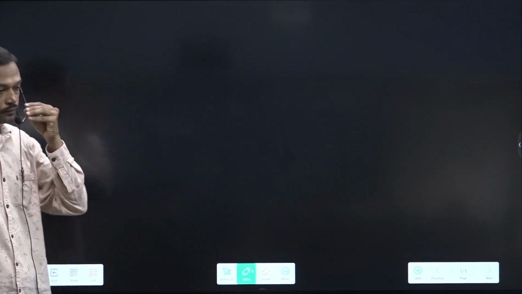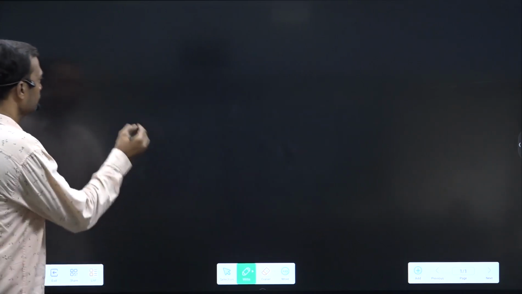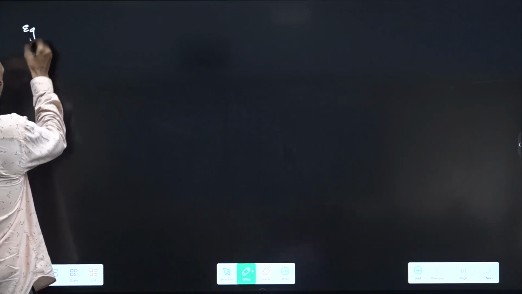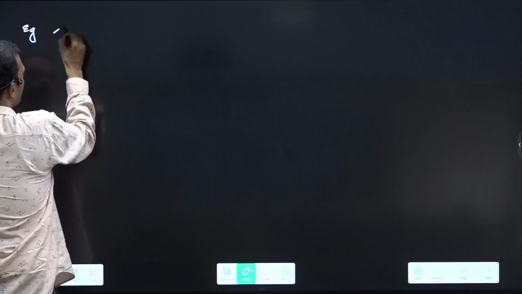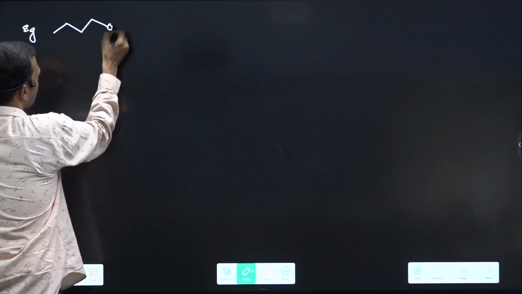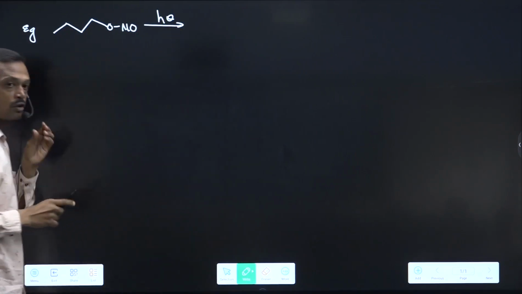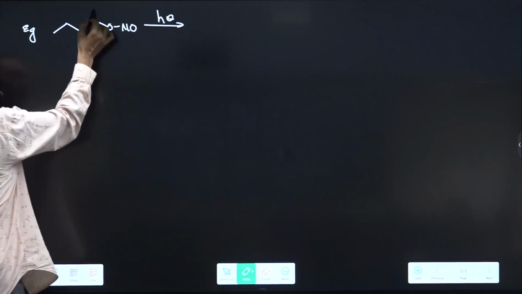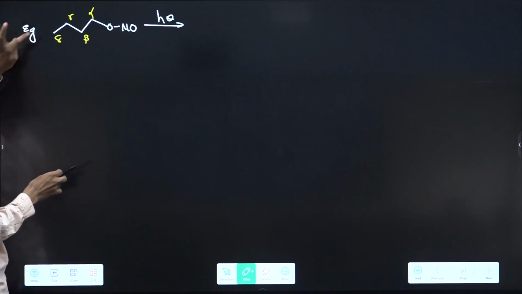Right. So let's take some applications of the Barton reaction. See what is the requirement here. This is ONO, and photochemically is given. There is a requirement of a delta carbon. Counting alpha, beta, gamma, delta, the delta carbon requires a minimum of 2 hydrogens.